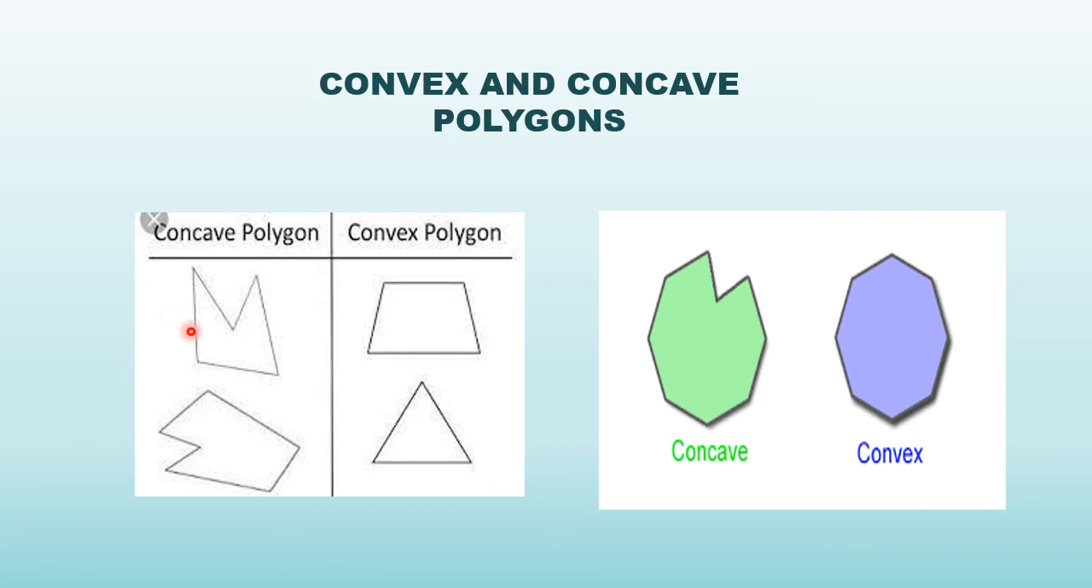Now here you are seeing the concave polygon. It is not bulging. One side is bent inwards. One of the angles is bent inwards. Here it will be bent towards the center. Here nothing is bent towards the center. All are bulging outside. Then it is convex. Here again one is bent inwards.